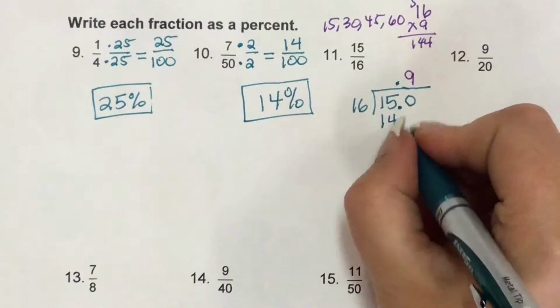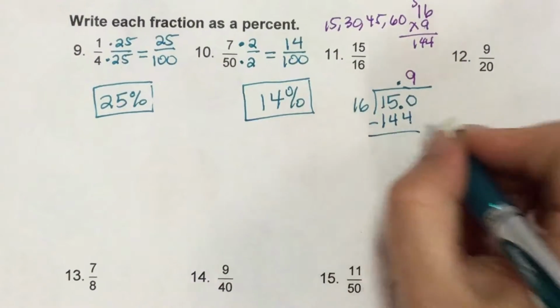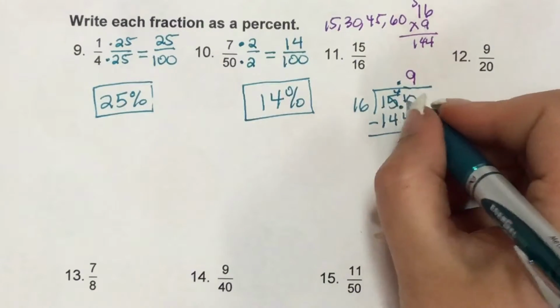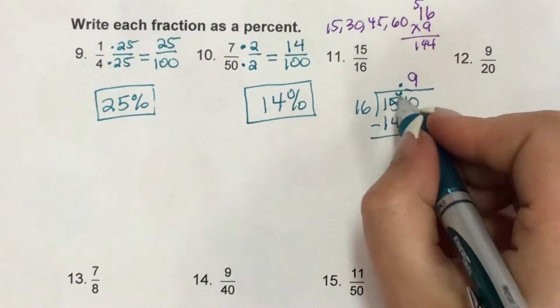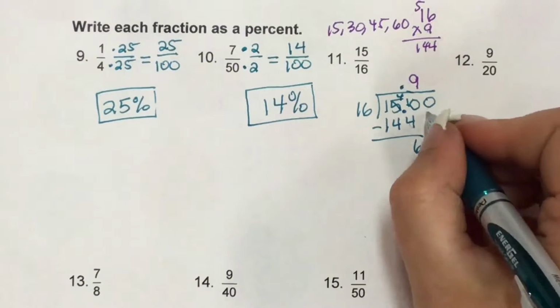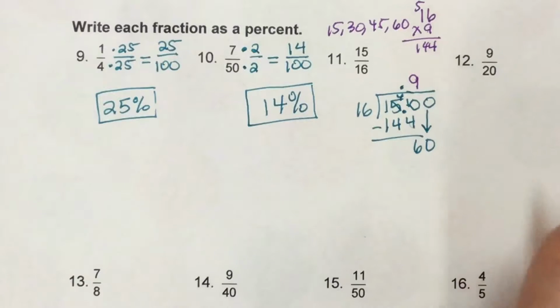It's 144. And then I'm going to subtract. I have to borrow here. And that's a 4. 10 take away 4 is going to be 6. 4 take away 4 is 0. 1 take away 1 is 0. I have a remainder, so I have to add a 0 and bring it down.